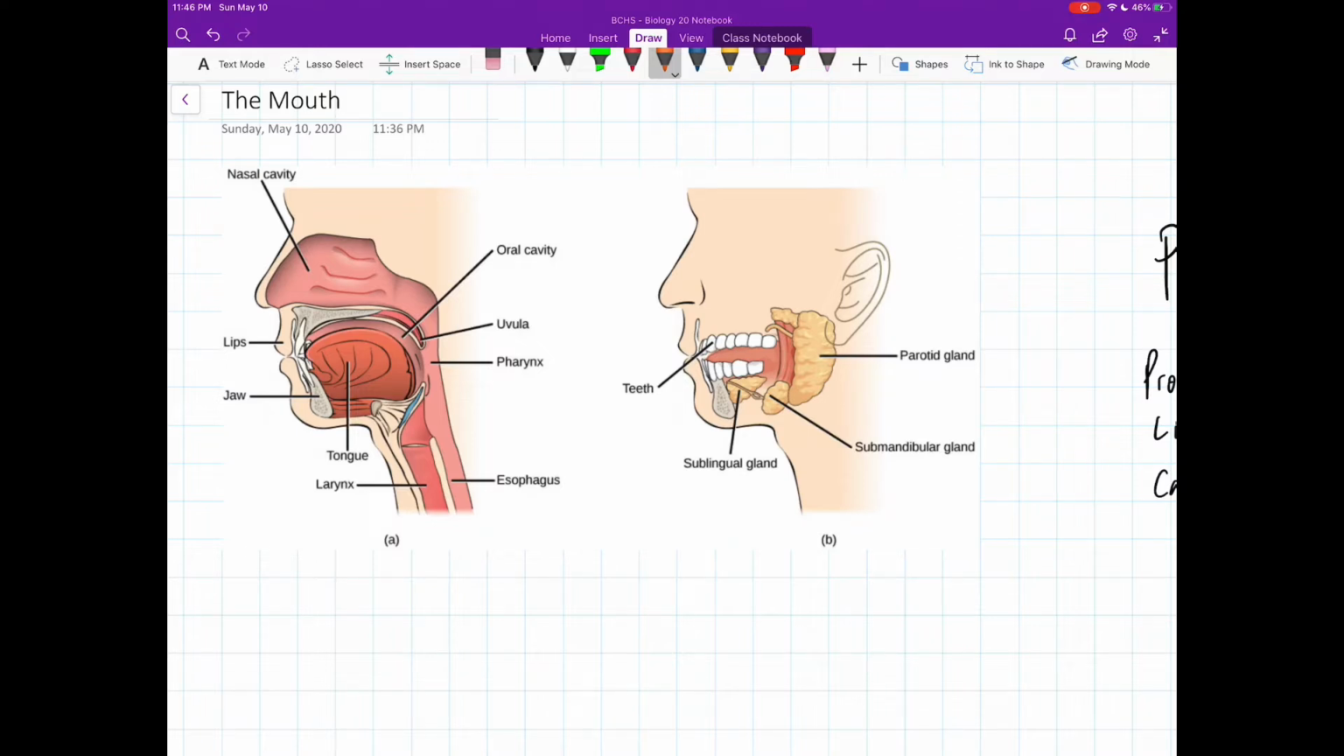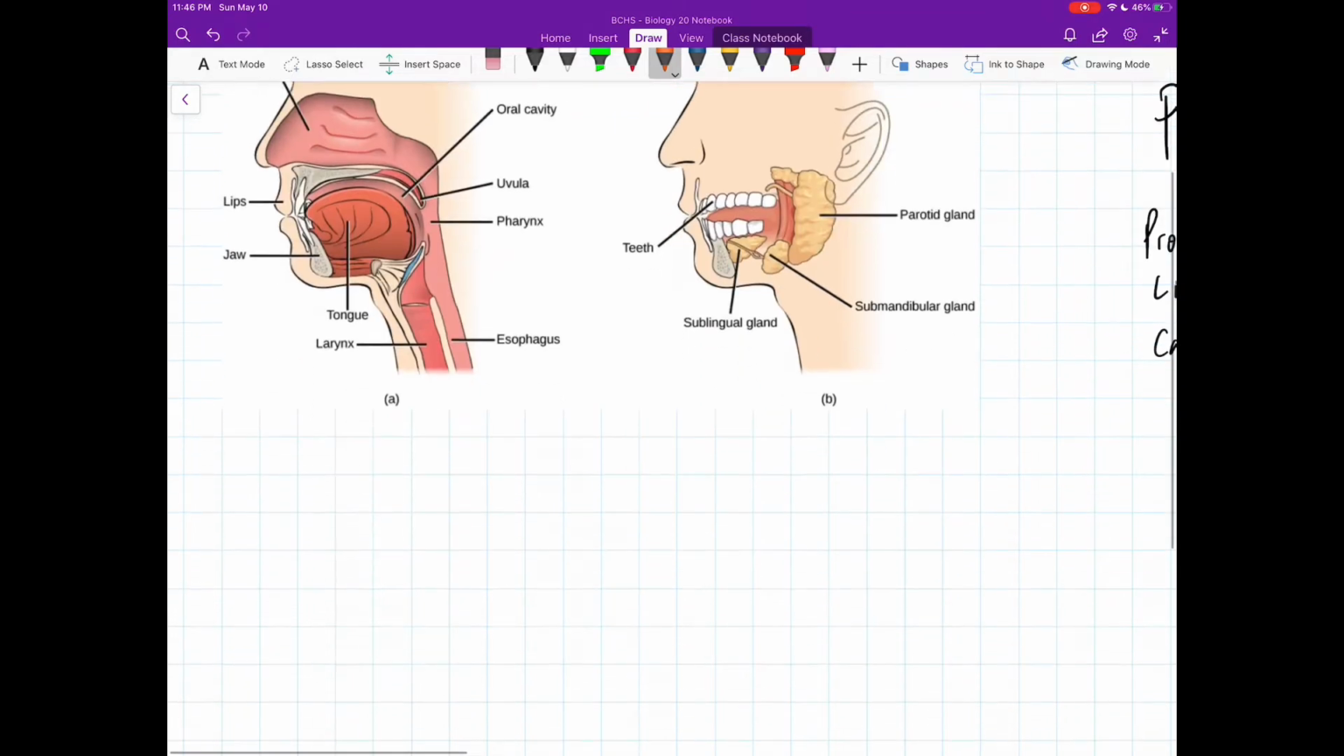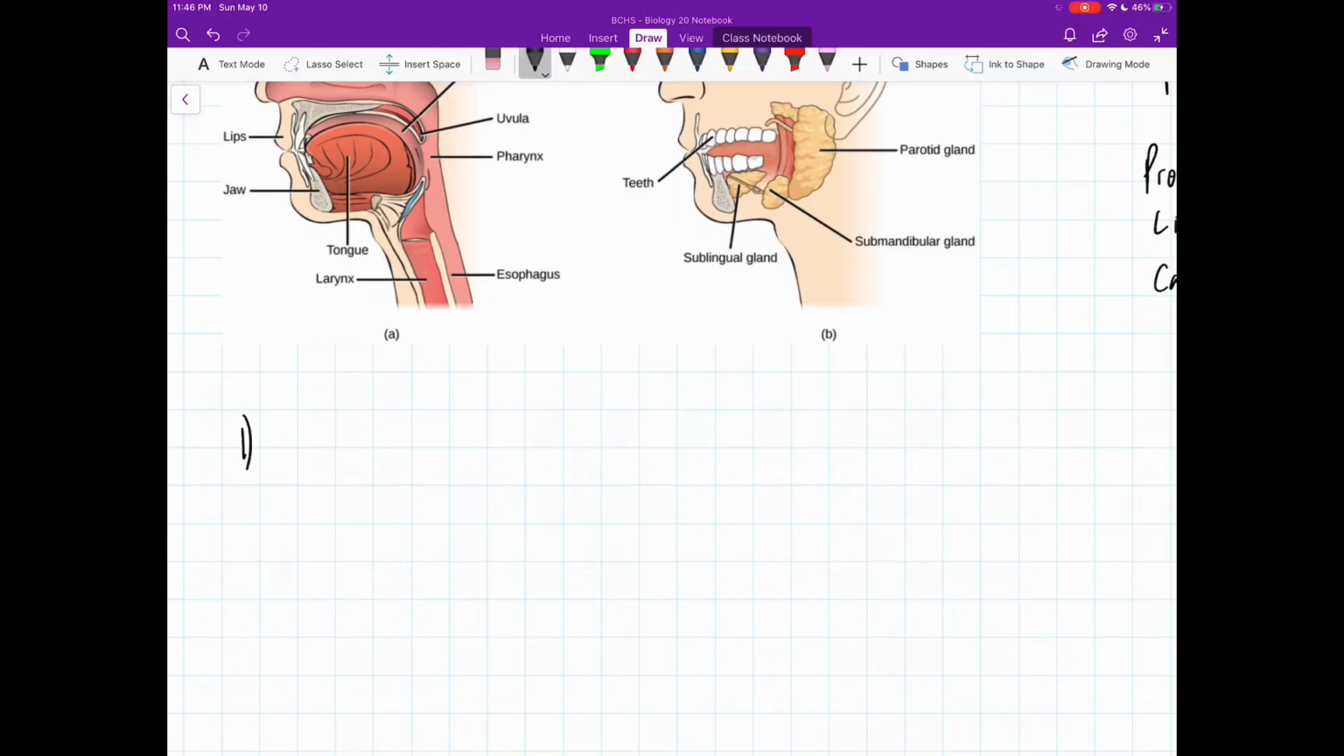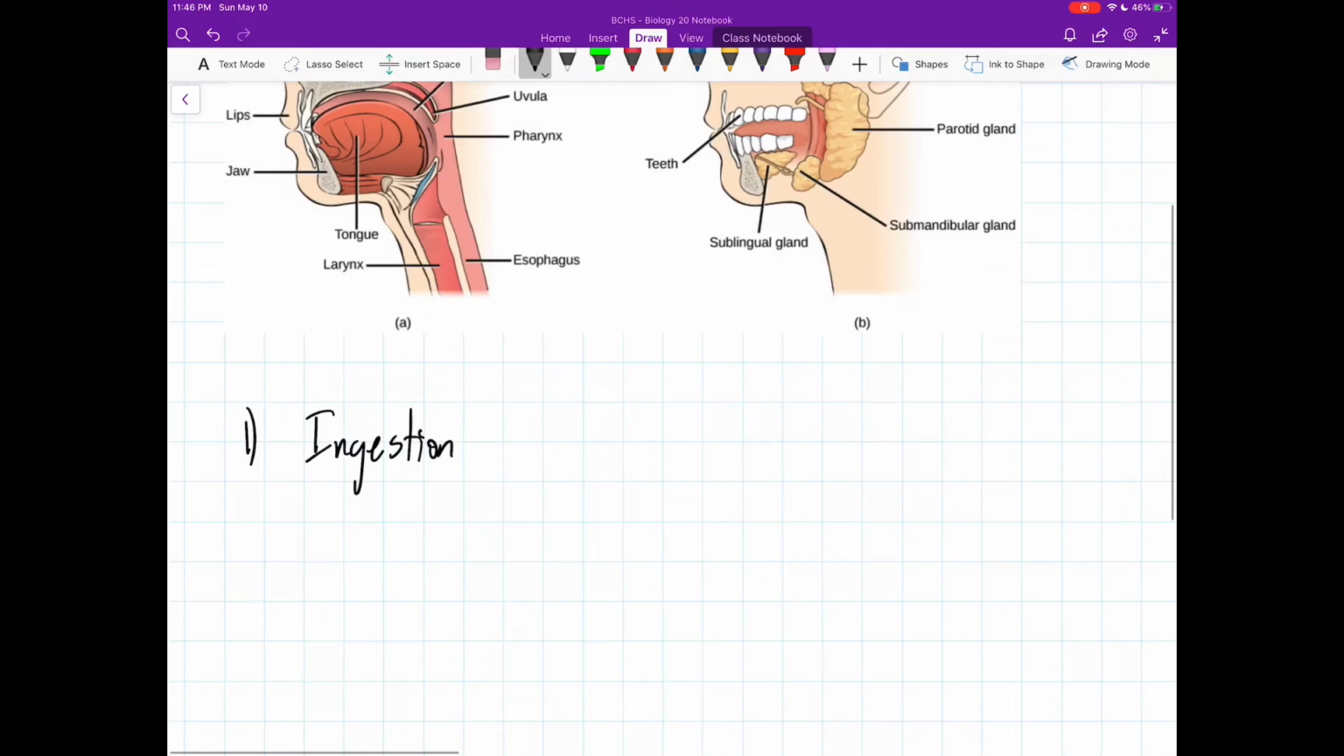Unlike plants, humans have to consume large molecules. We have to break them down so they can be transported by the blood and absorbed and used by the body. So there's basically 4 steps to digestion. Number 1 is ingestion, which is a fancy word for eating or taking in nutrients.